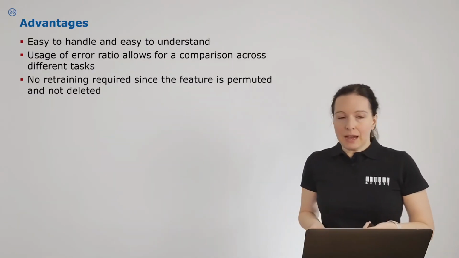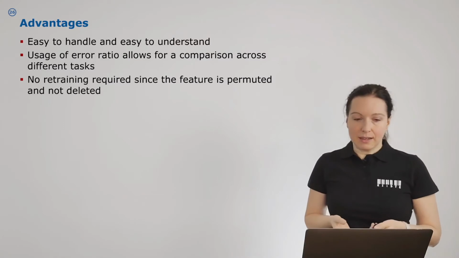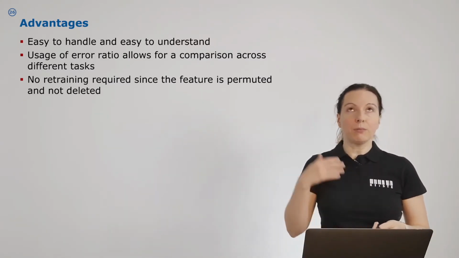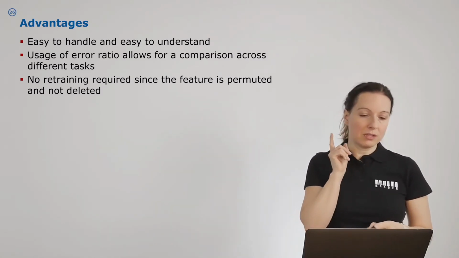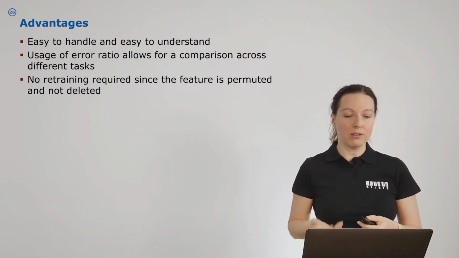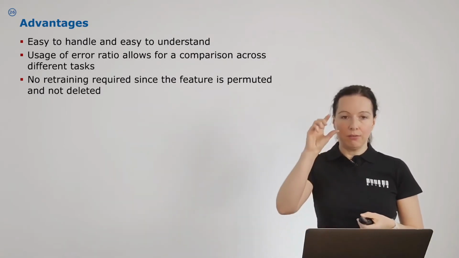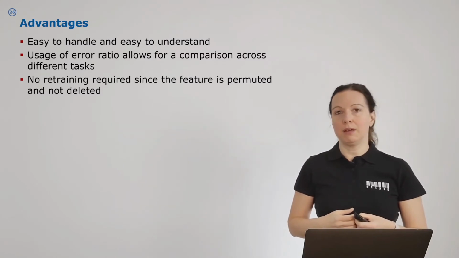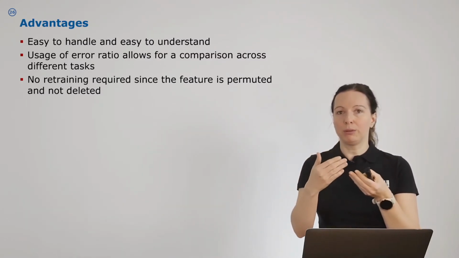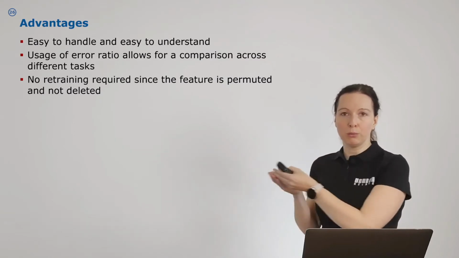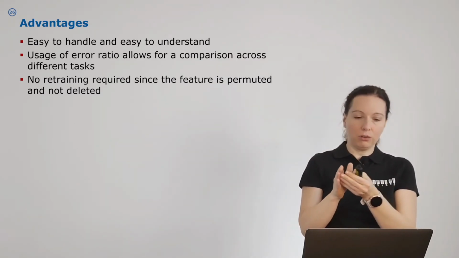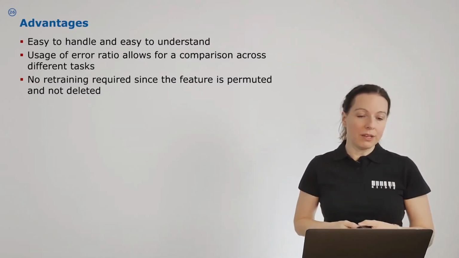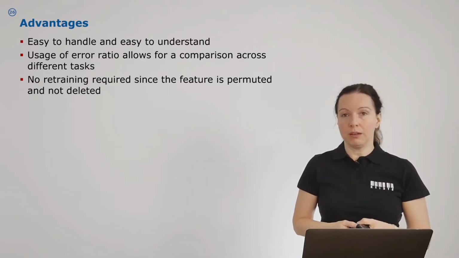The advantages are that it's easy to handle and easy to understand. When you use the error ratio, it allows for comparison across different tasks, because if you have the ratio, it will give you a more comparable score, so that you can compare it across different tasks. And there's no retraining required since the feature is permuted and not deleted.